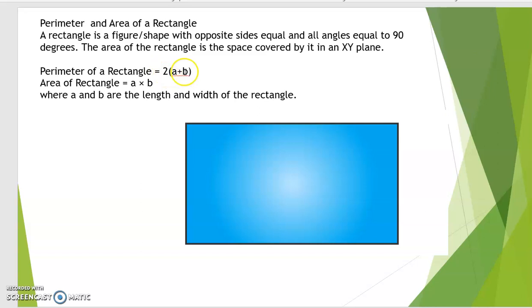Perimeter of a rectangle is what? Equal to 2(a plus b). Suppose the length is given a and the breadth is given b. Perimeter will be equal to what? 2(a plus b). Area of a rectangle is what? Length into breadth. Suppose length is a, breadth is b. So length into breadth, a into b.